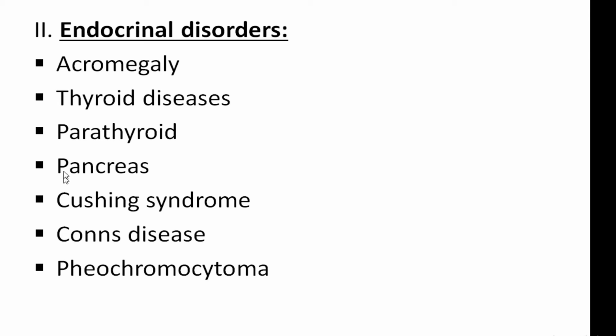Next one is pancreas. The disease related to pancreas is diabetes mellitus. In diabetes mellitus, there is atherosclerosis that promotes hypertension. Next one is Cushing syndrome.